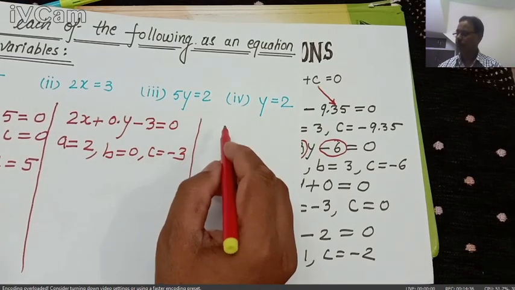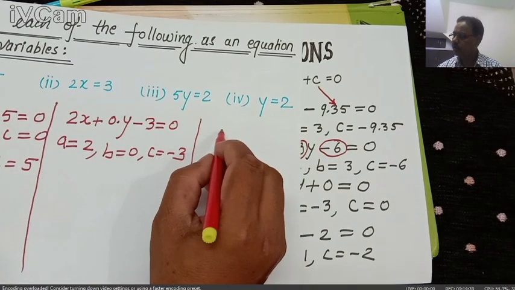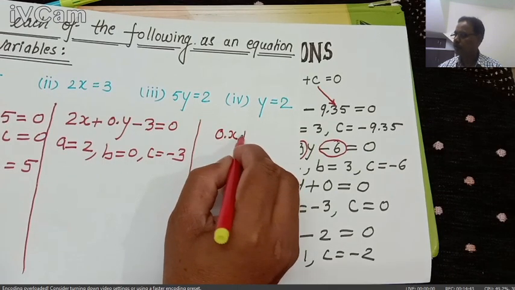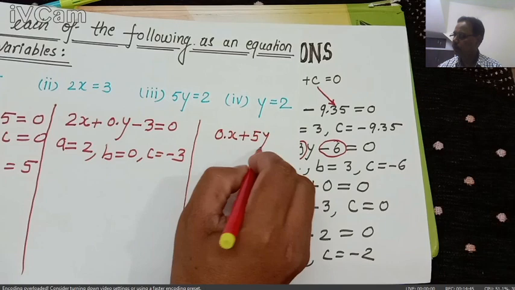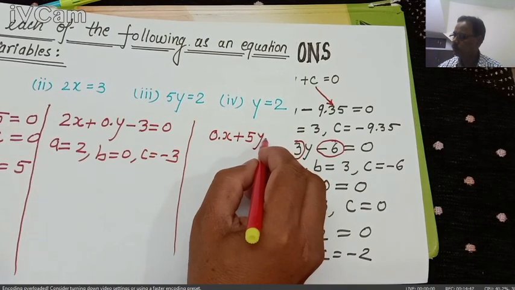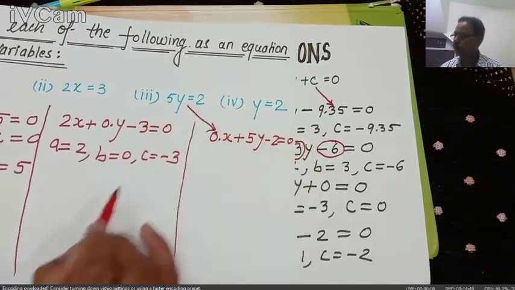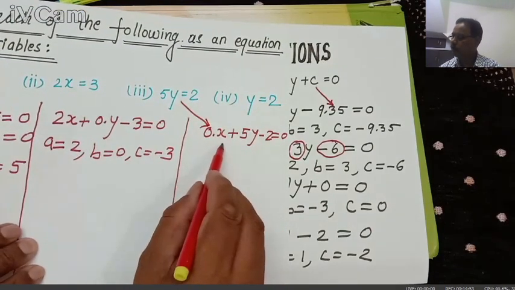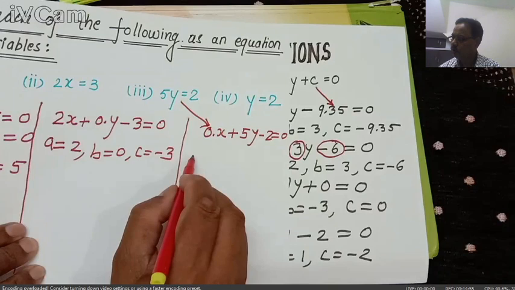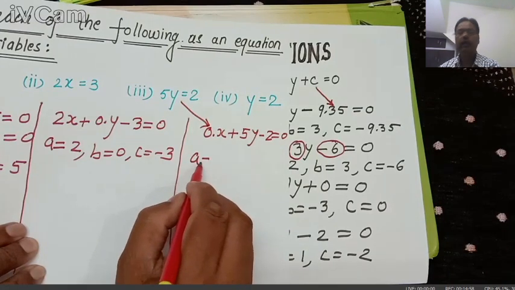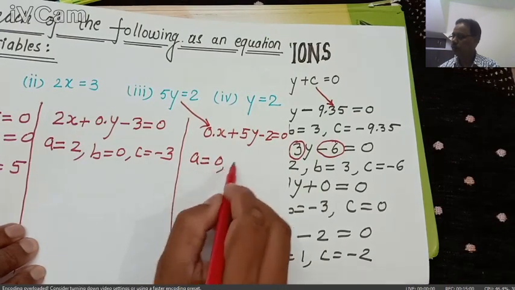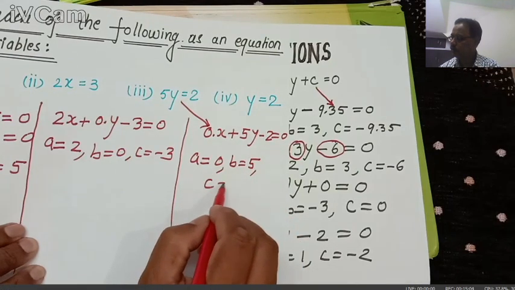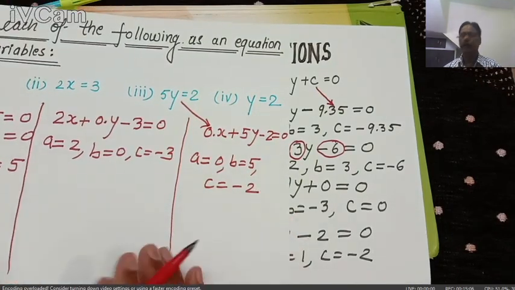Now the next equation we are having only variable y, it is not having variable x. So we shall include variable x like this: 0 into x plus 5 into y minus 2 equal to 0. 0 into x means a into x plus b into y plus c equal to 0. So we shall write here a equal to 0, b equal to 5 and c equal to minus 2. Understand?